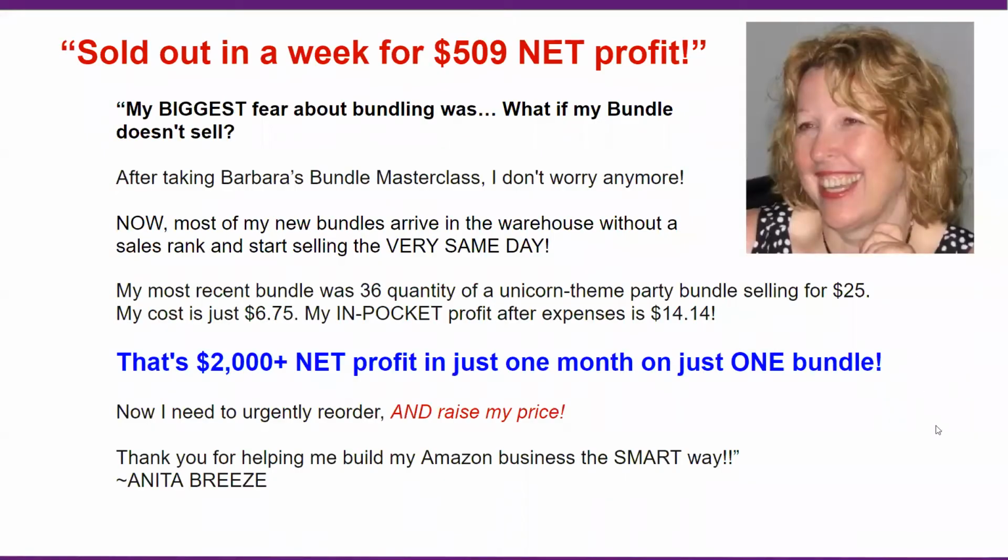So my friend Anita Breeze, I know some of you know her. I wanted to show you the power of creating bundles. She also likes unicorns, and as an experiment, she did a unicorn themed party bundle and sold it for 25 bucks. She only sent in 36 of them, so her out of pocket cost was $6.75 each. They started selling the same day they hit the warehouse, and she netted $509 in a week, which is $2,000 plus net profit in 1 month on one bundle. She had to urgently reorder more stuff and raise her price.